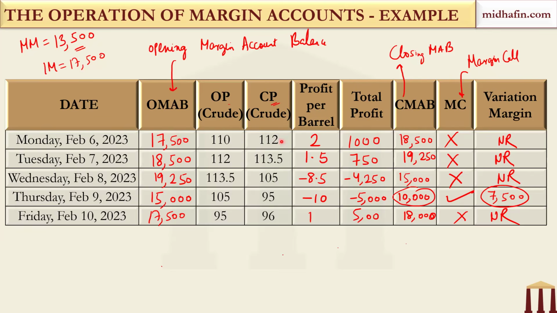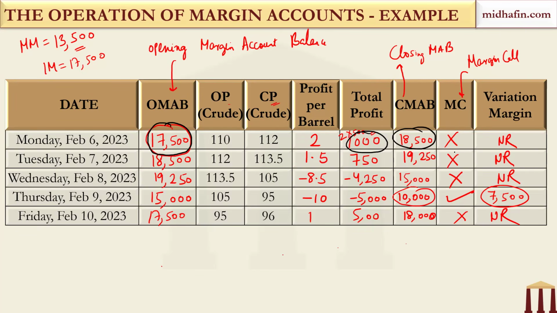So what is the profit per barrel in crude oil? $2. You can see the price increased by $2. So the total profit will obviously be 2 times 500, which is 1,000, because there are 500 barrels you are dealing in. Your margin account balance, which was 17,500 earlier, now has $1,000 added to it, and your margin account balance becomes 18,500.